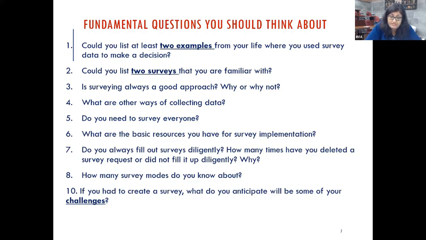Maybe this is the first time you're doing it and you do not know what questions to ask. It's possible that the population that you're looking at is very hard to reach, and you might have challenges reaching out to your population. So there are so many challenges that you could be facing. It's important that you take note of that and write it down. Okay.